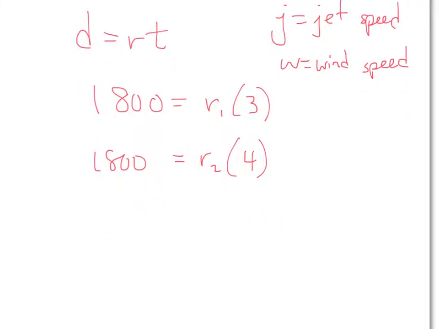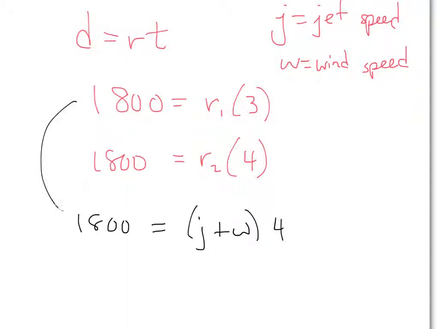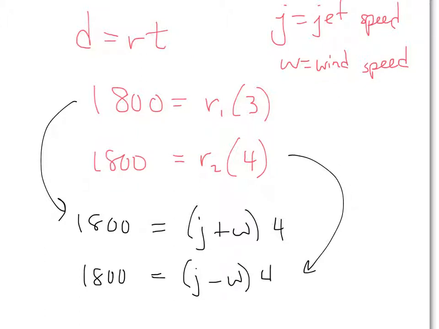R1 is when we're with the wind, when the wind is helping us. Remember, that's what R1 was. So what could I replace R1 with? The jet speed? But we're with the wind, so I need the wind also. Yeah, J plus W. That's what the first equation becomes. What does the second equation become? J minus W. Yeah, 1800 equals the jet speed minus the wind speed times 3. This should be a 3 right here.